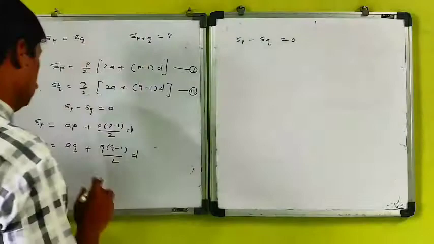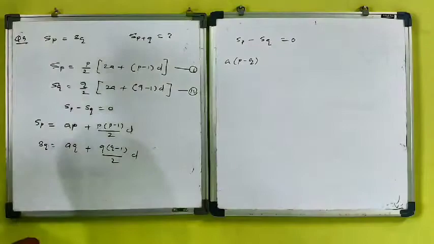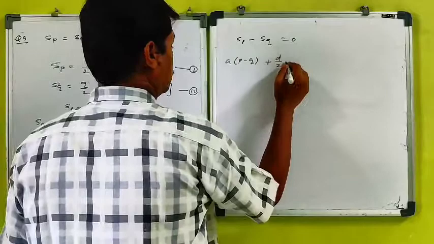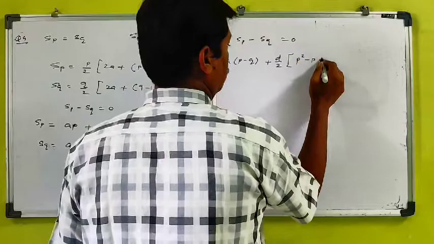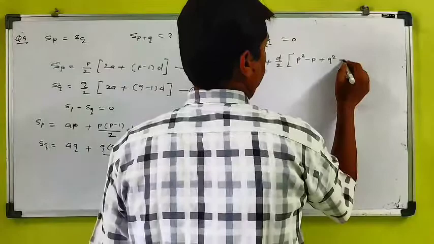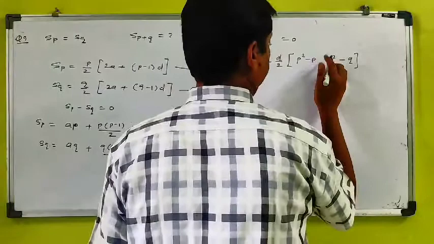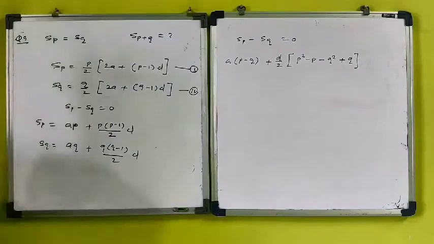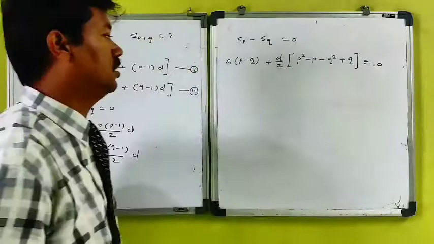So that is a into (p minus q) plus d upon 2 is common, into (p square minus p) minus (q square minus q). It is subtract, so minus q square plus q, because the sign will reverse. So it is equal to 0. Now we have to calculate the condition for d first of all.